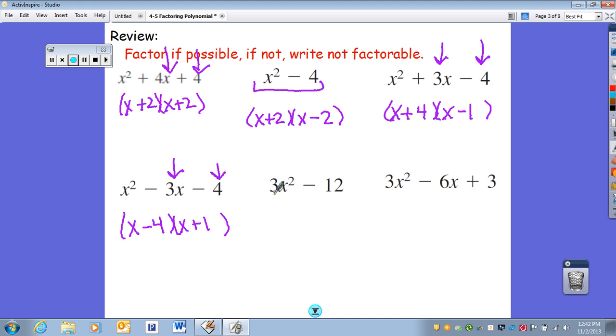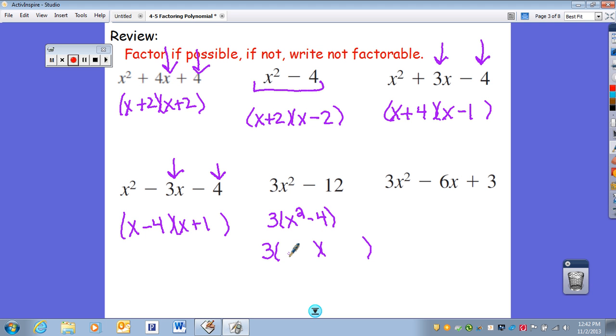When we take a look at our next example, we want to see if there is a common factor, and in this case there is. So we're going to divide both terms by 3, which gives us x squared minus 4. And then you should recognize that x squared minus 4 is the difference of squares.